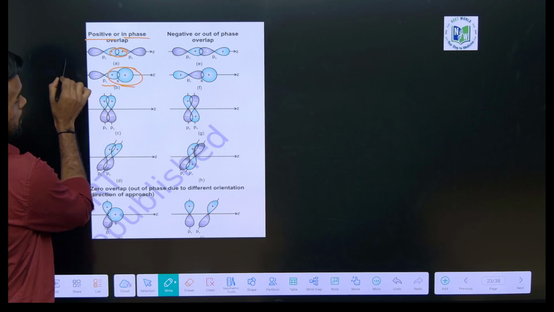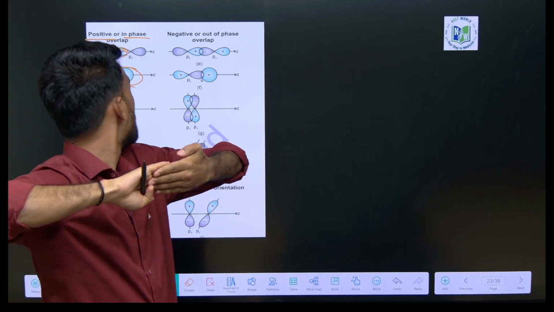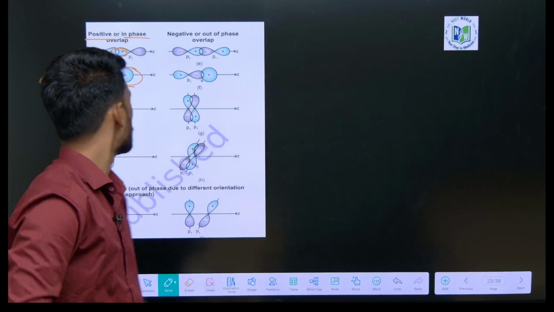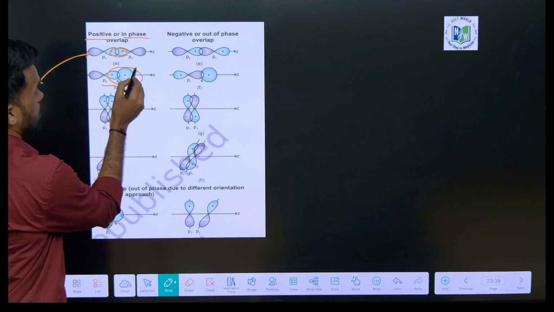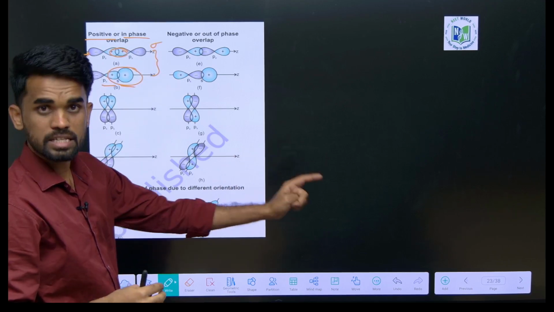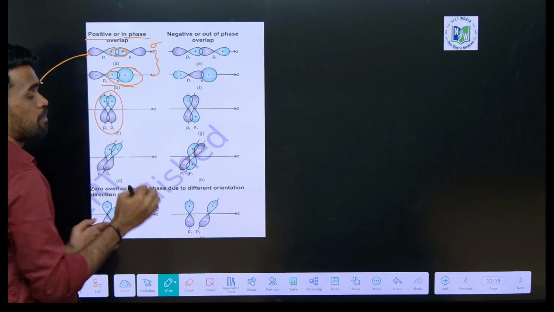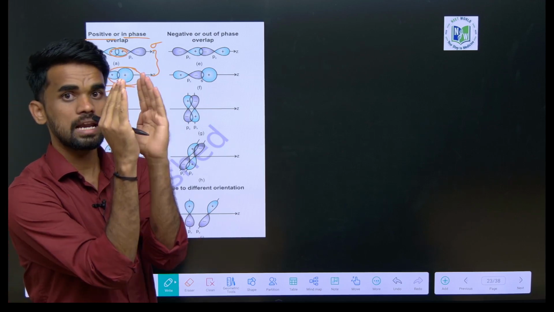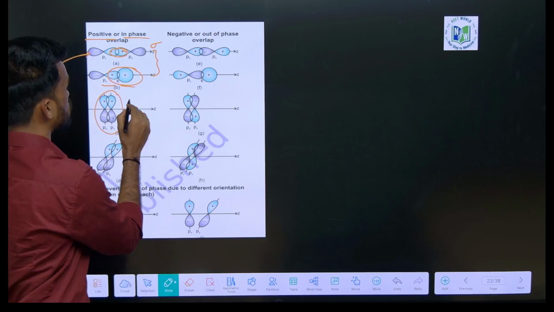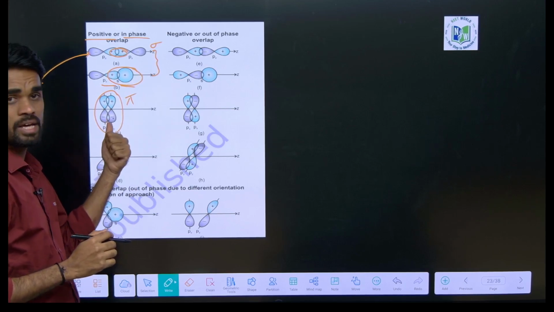See here, if you observe, these are oriented like this. Axially, both are on the same axis, so we can say axial overlap. This axial overlap results in something called a sigma bond. We will be discussing that shortly. And here it is overlapped parallelly, meaning the two atomic orbitals are parallel to each other, so this results in a pi bond. So this is the formation of a sigma bond and this will be a pi bond.